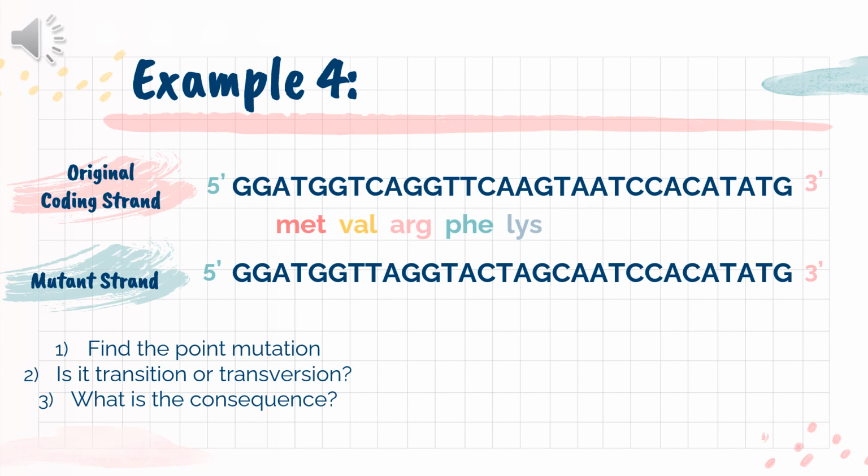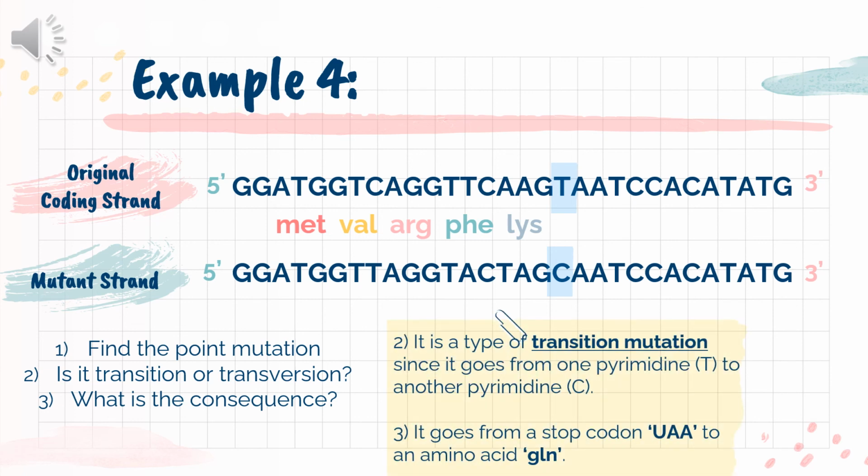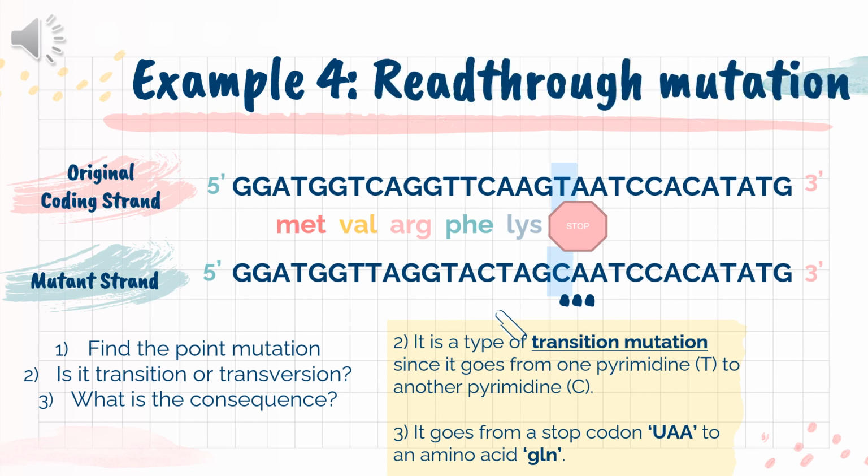As you probably found, our last point mutation is a transition mutation from a thymine to a cytosine. The consequence of this is that our stop codon TAA, or UAA, is changed into the amino acid glutamine. This means the amino acid chain doesn't stop but continues growing, making it a read-through mutation.